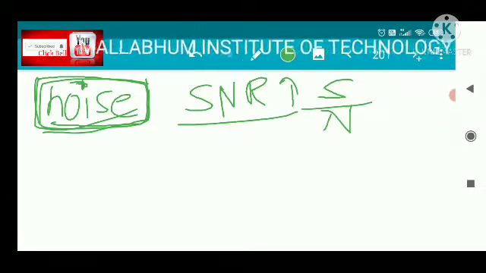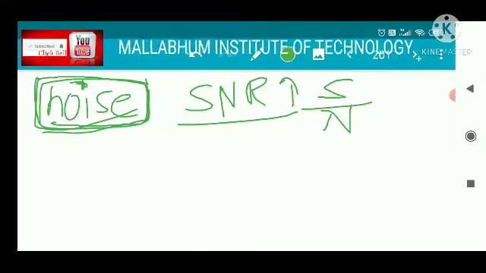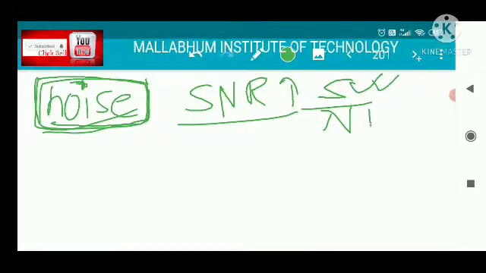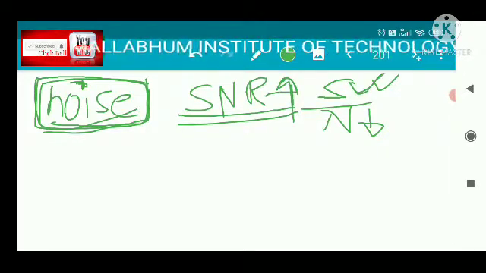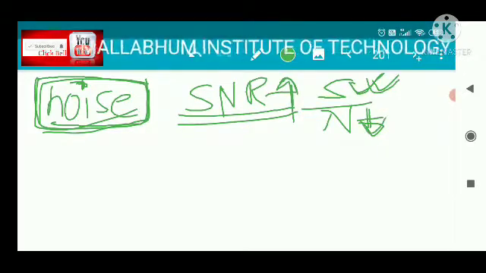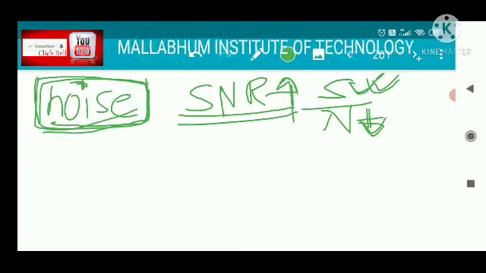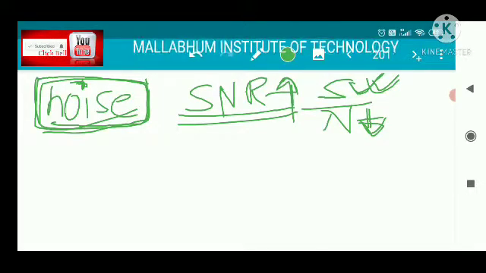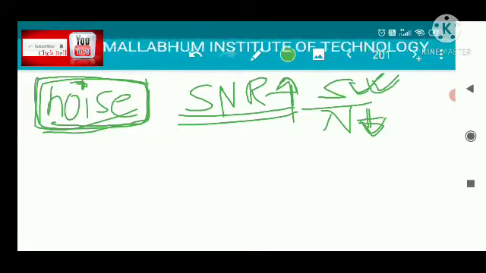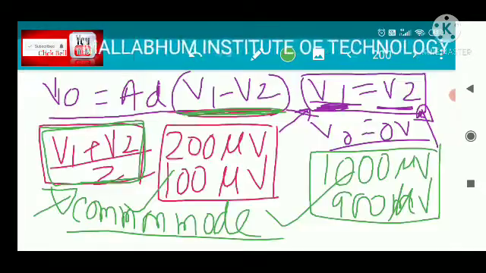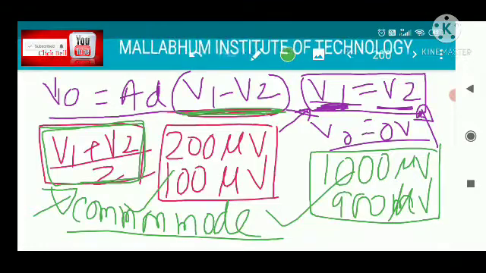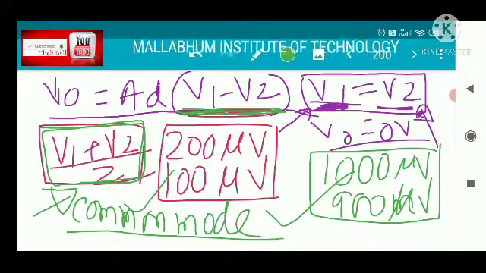That means we want any kind of amplifier or any kind of device to have high signal strength and low noise strength. That means if the SNR is high, signal strength should be high and noise should be low. So noise must be attenuated at the input, so that it has no effect or very minimum effect at the output.